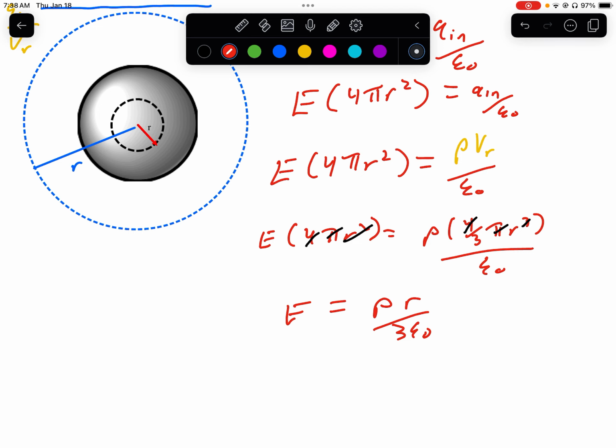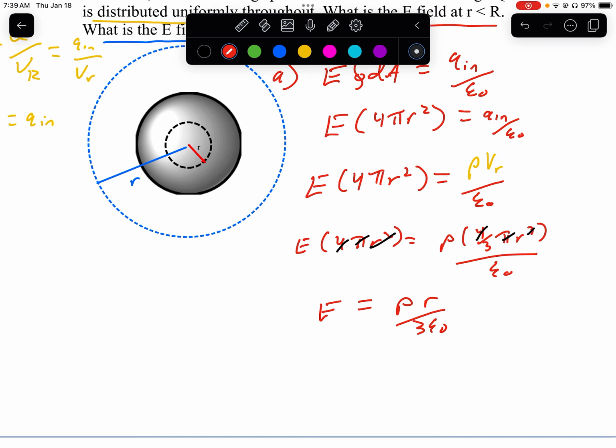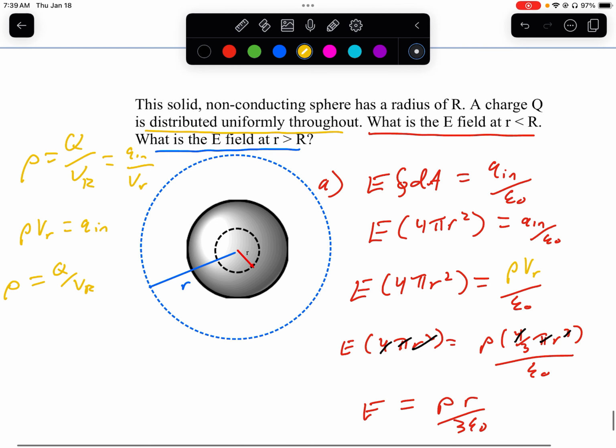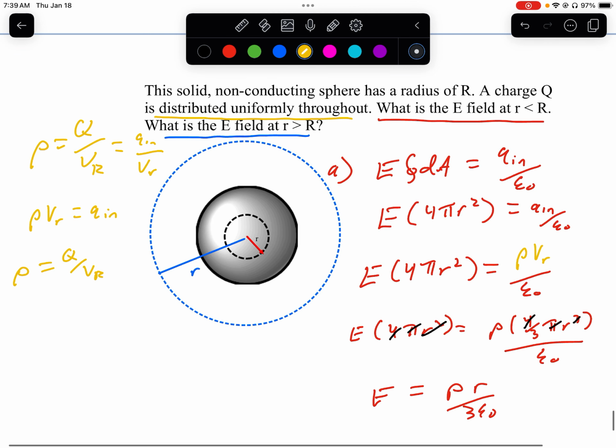Great, it's the same equation we had before, except we don't know what the charge density is. Oh no, we're stuck? Yes, we can do something about it, because we have the relationship that charge density is equal to capital Q over capital V of the big R sphere. So rho is equal to Q over V_R. The problem says a charge Q is distributed uniformly, so Q is given and that's a legal variable. The radius of the sphere, not the cube, is also given, so I can use that.